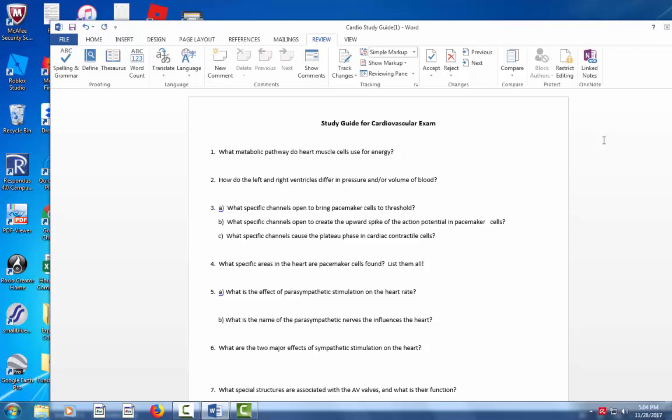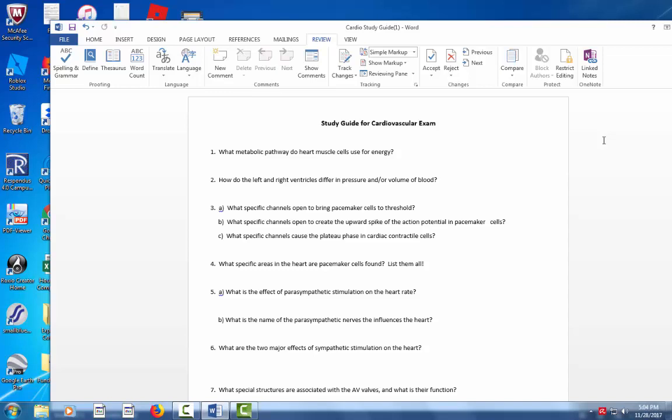What special structures are associated with those AV valves, and what is their function? Chordae tendineae, and what do they prevent? Backflow. Yep, they keep those valves shut tight and not flipping up into the atria, like those brackets on an umbrella. Keeps it from flipping upward in the wind, depending on the quality of your umbrella.